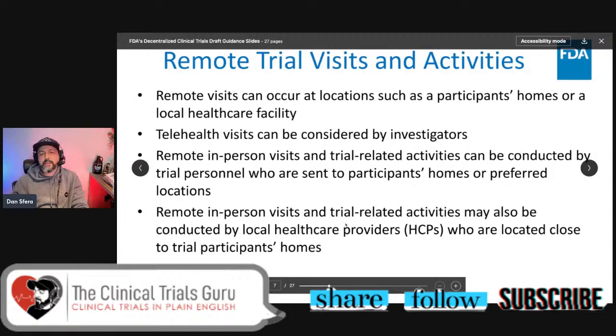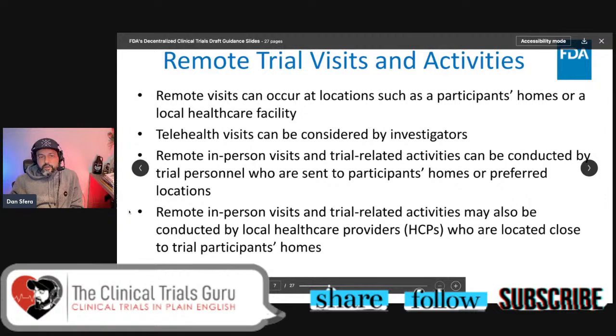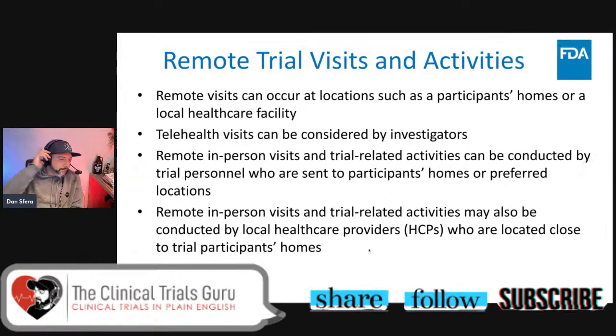Remote in-person visits and trial-related activities. So here's a remote in-person visit, and trial-related activities may also be conducted by local healthcare providers who are located close to trial participants' homes. So this is like virtual trials right here because you have like a PI.